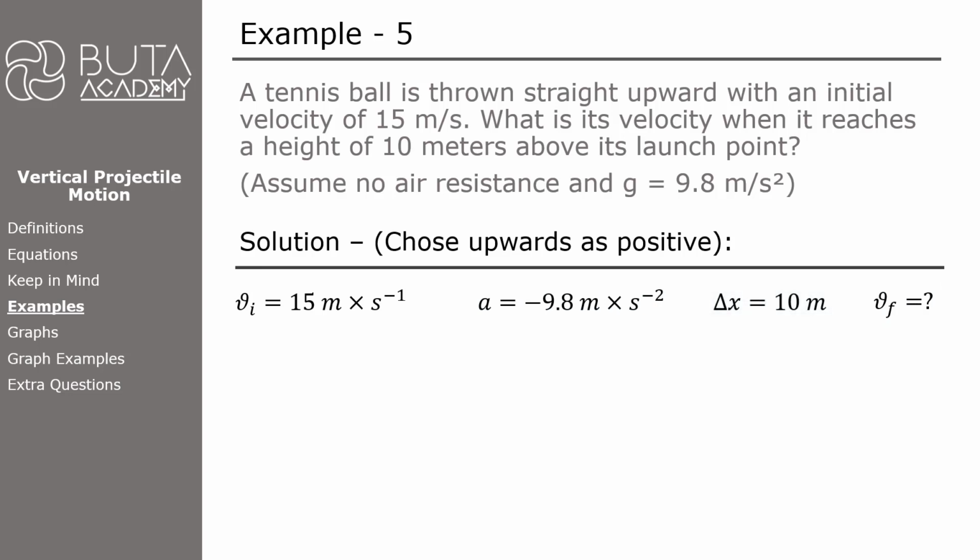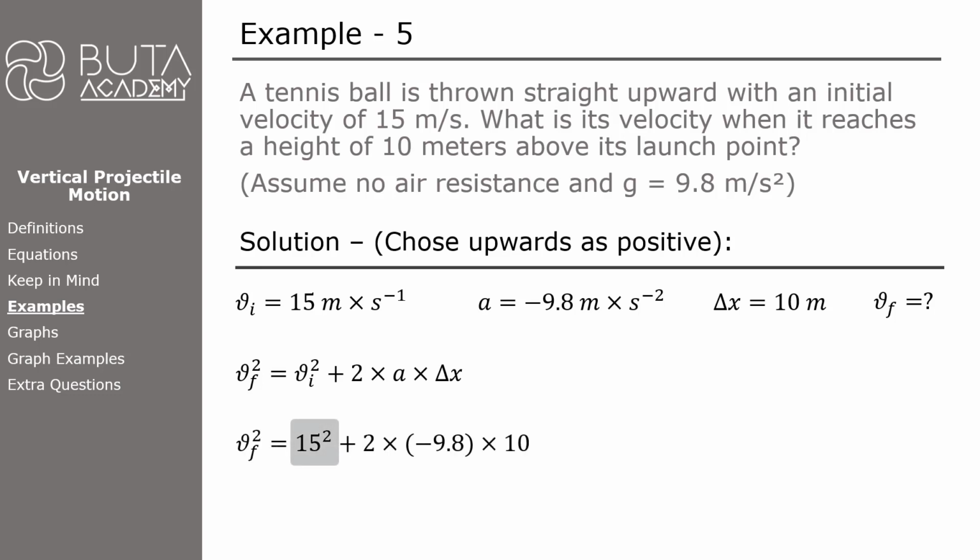An equation which contains all these quantities is v final square is equal to v initial square plus 2 times a times delta x. Initial velocity is 15 meters per second. Acceleration is negative 9.8 meters per second square and the displacement is 10 meters.